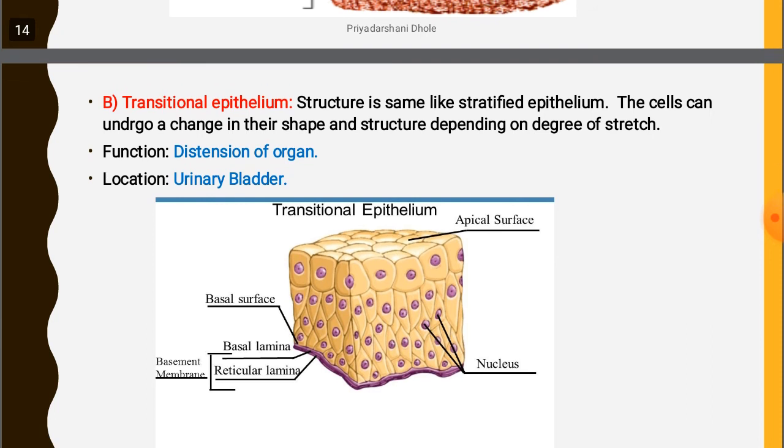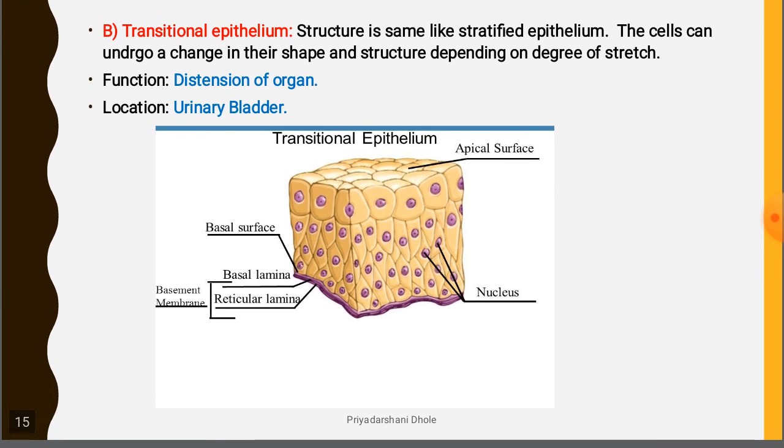Next one is the transitional epithelium. Structure is the same as the stratified epithelium. The cells can change their shape and structure depending on the degree of stretch. What is the function? Distension of organ. And the location is the urinary bladder. It is stretchable, where urine is temporarily stored, and it acts like rubber. This is the diagram of transitional epithelium, where the stretching of this tissue takes place.